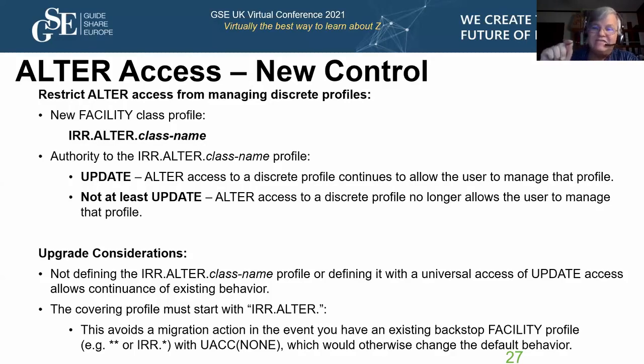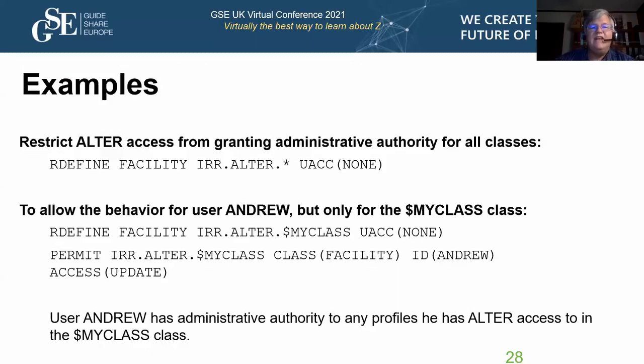So if you had a true generic profile, if you will, of splat or splat, asterisk, or asterisk, asterisk, that won't match. It has to start with irr.alter. It has to start with that. And we did that explicitly to make sure that if you happen to have a facility class profile that was irr.splat for some reason, or just splat or double splat, it would not match. That's the reason why.